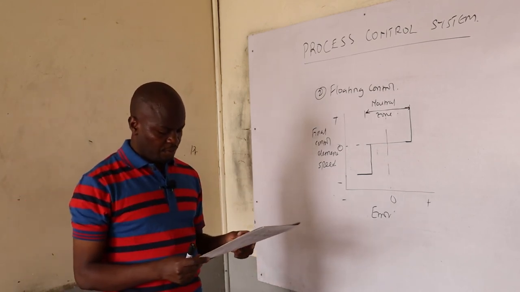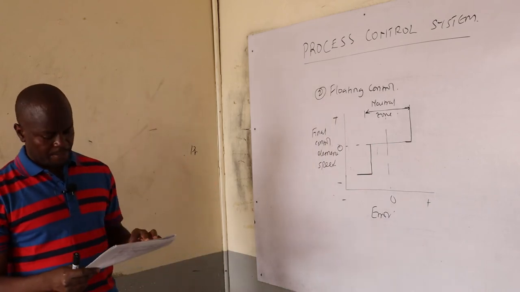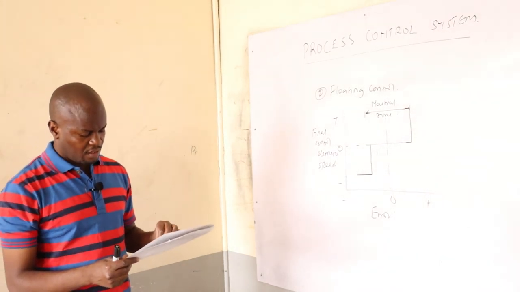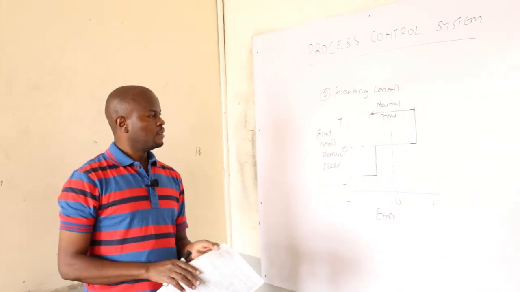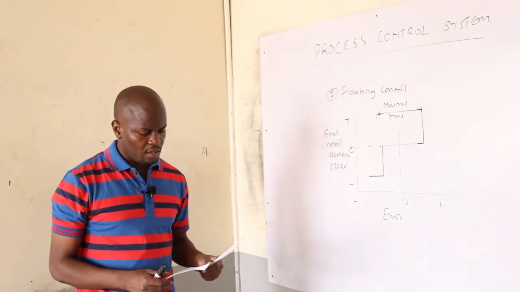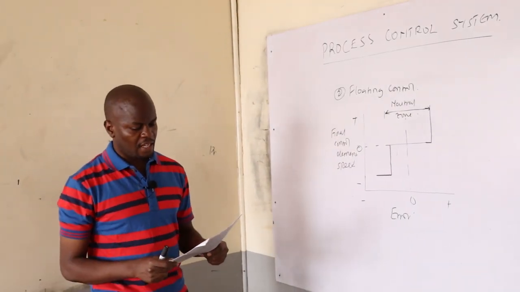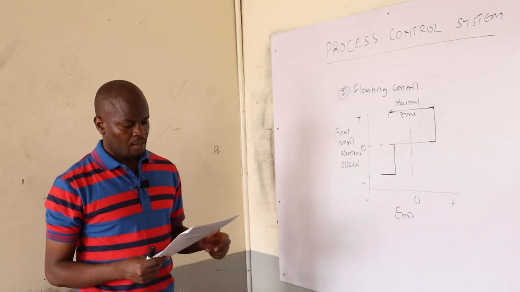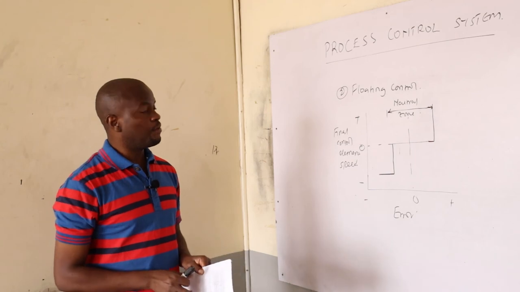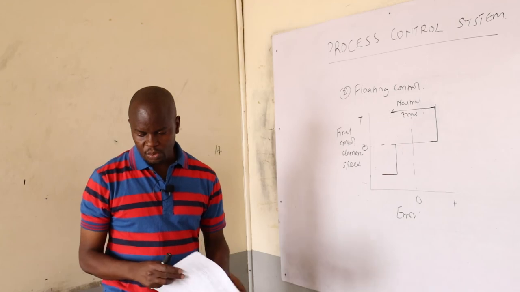The main advantage of this floating control is that it has the ability to handle large load changes, and this is done by gradually adjusting the final control element. This makes floating control especially suitable when large load changes are anticipated and the capacitance is large enough to counteract the effects of the dead time lag and the speed of the final control element. So that is what the floating control is.